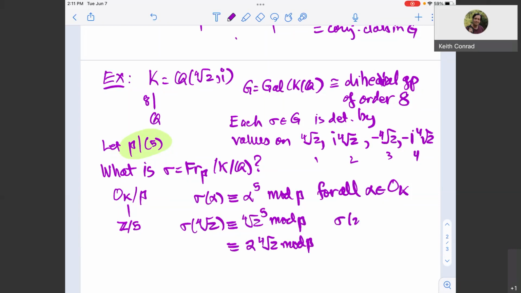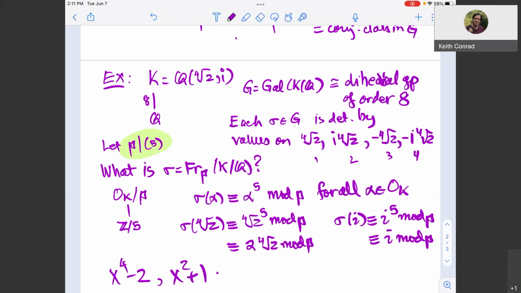And the value on i is going to be congruent to i to the 5th. And i to the 5th, well, that's just i. Now, here's the thing. O_K mod p is a field of characteristic 5. Plus and minus i are different, right? The polynomials x to the 4th minus 2 and x squared plus 1 mod 5, these are separable polynomials. They don't have multiple roots in characteristic 5.